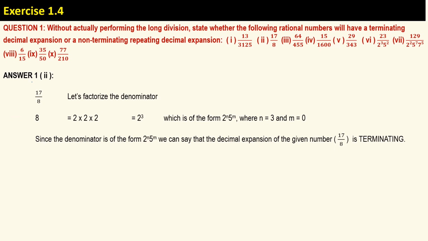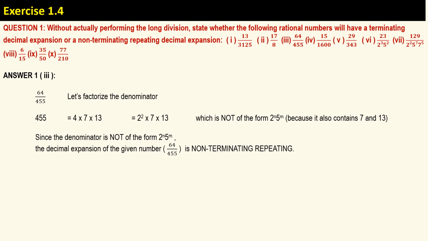The answer to 1, 2, that is the second number: let's focus only on its denominator, which is 8, which can be expressed as 2 multiplied by 2 multiplied by 2, that is 2 raised to power 3, which is of the form 2 raised to power n multiplied by 5 raised to power m, and therefore we can say that the decimal expansion of the given number, which is 17 by 8, is terminating.